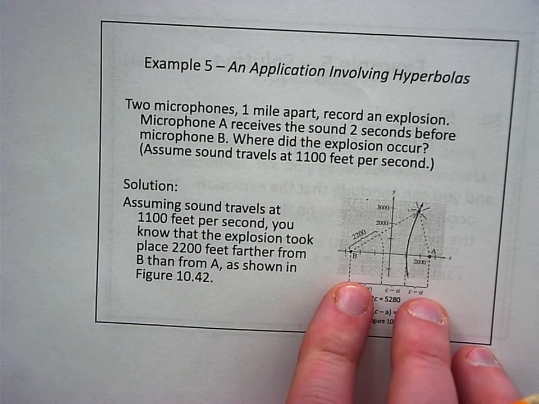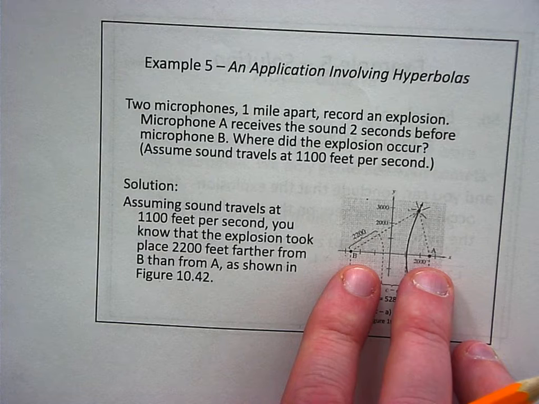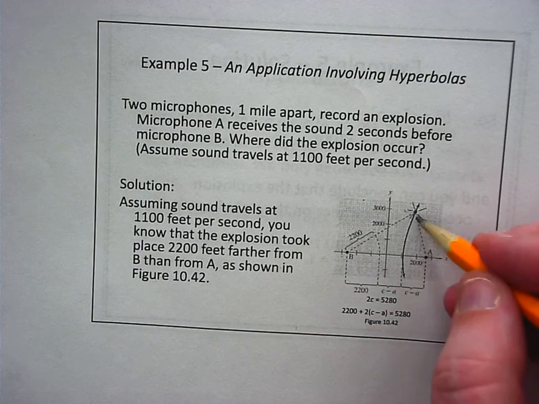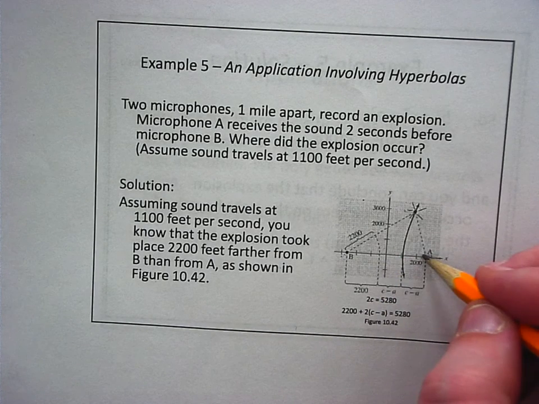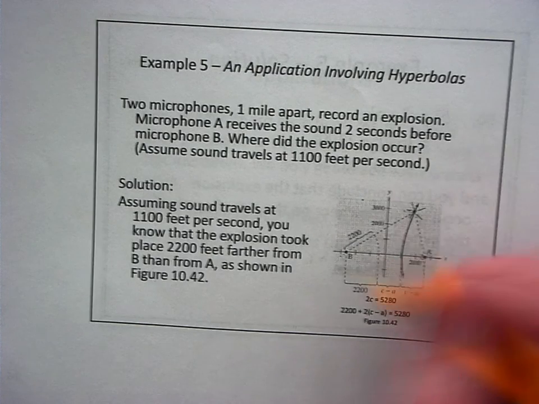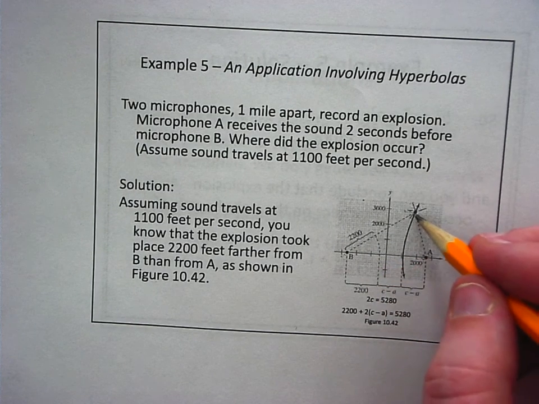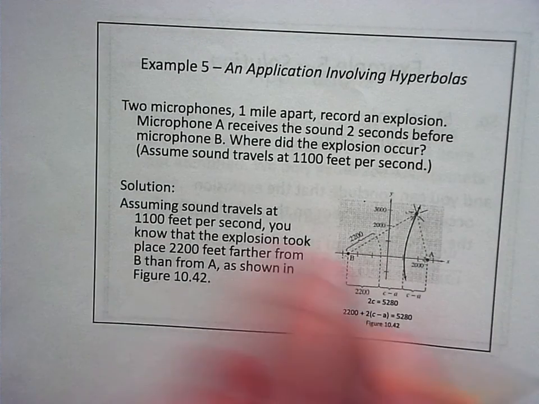Okay? This does a slightly different version. This is actually putting things a mile apart and looking at sound. If you could hear an explosion, that the sound here and here is heard 2 seconds apart. Well, that means the difference of travel from here to here and here to here would have to be that 2 seconds difference. So this is 1,100 feet per second.